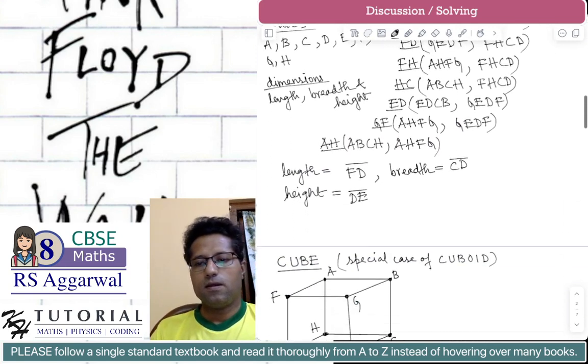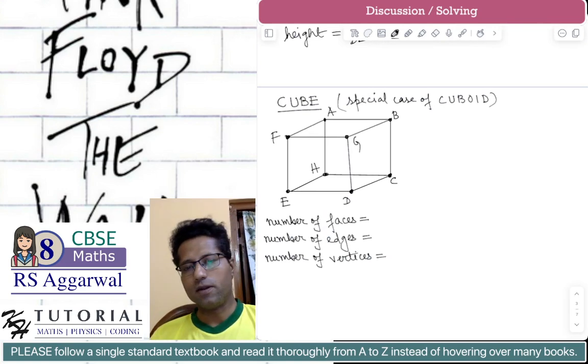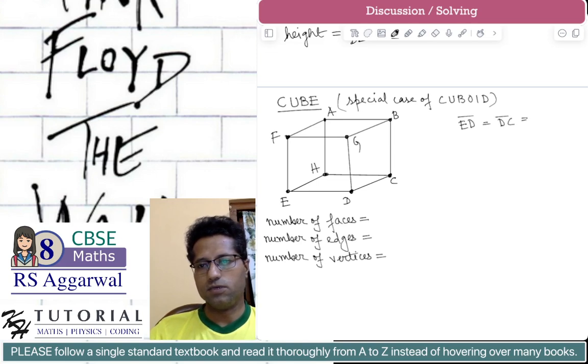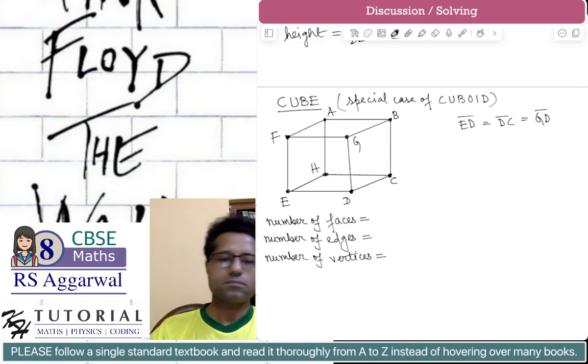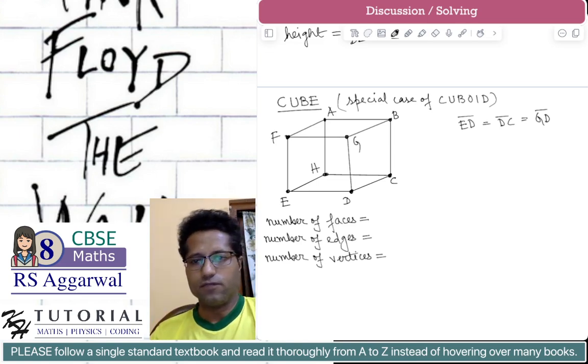Okay. Now a cube is a special case of a cuboid where the length, height, and breadth are all the same. That is, here ED will be equal to DC will be equal to GD. Okay. Now let's see what are the faces.